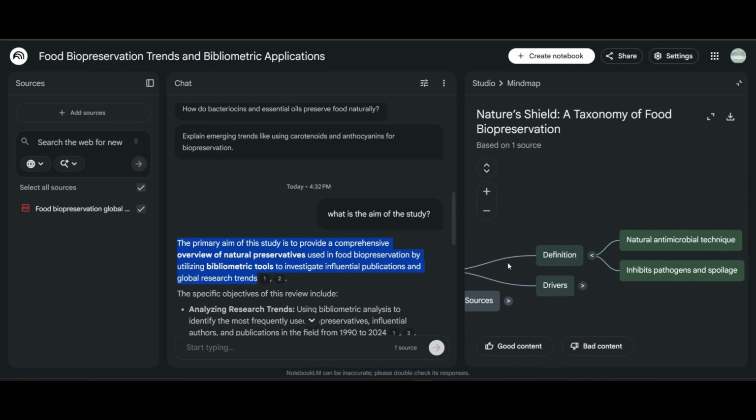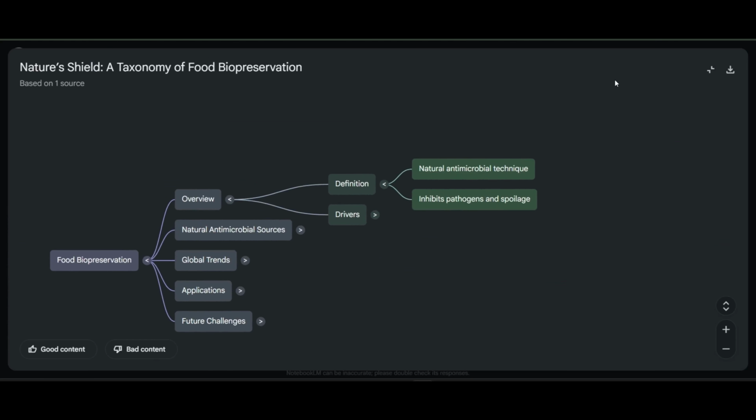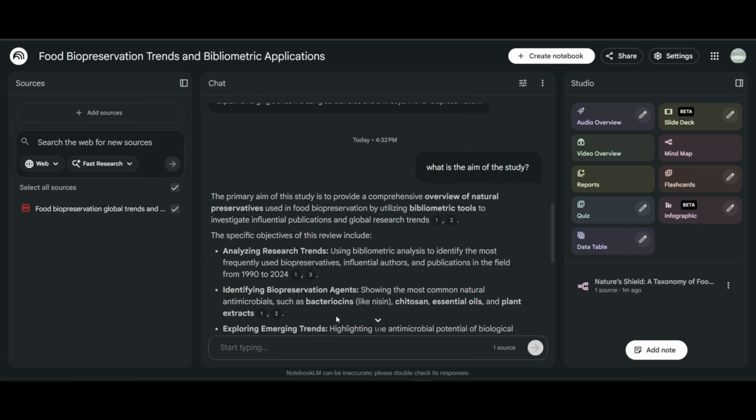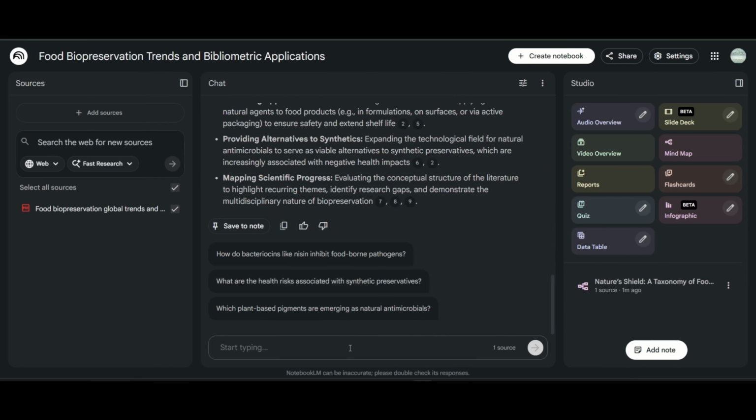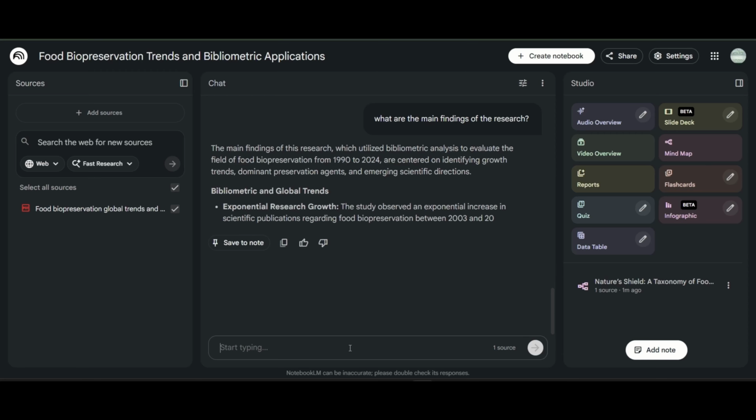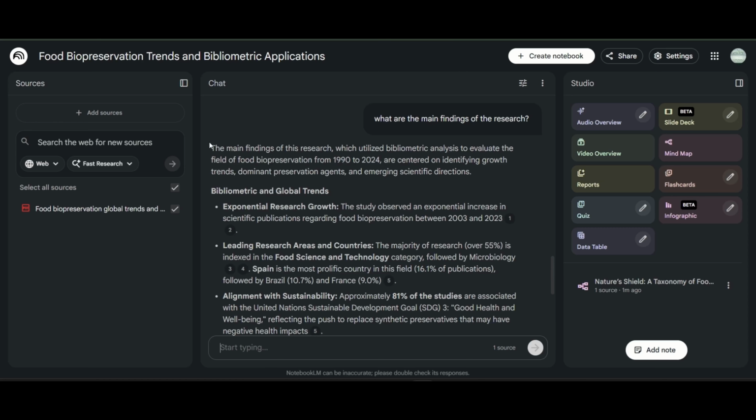You can continue asking questions such as the main findings or conclusions of the research, and it will extract and explain the key points in detail. Overall, NotebookLM transforms static documents into an interactive learning experience, helping you analyze, understand, and retain complex information more effectively. It serves as a powerful artificial intelligence assistant for research and learning.